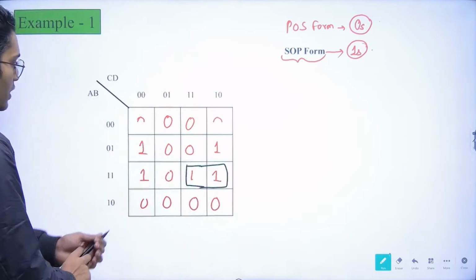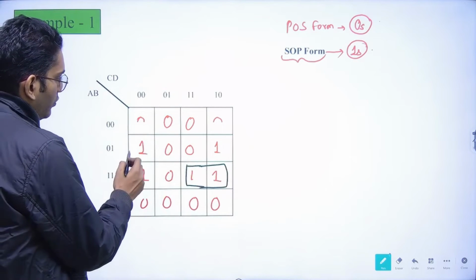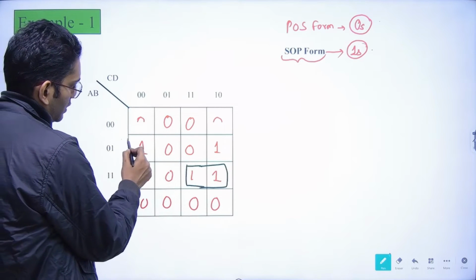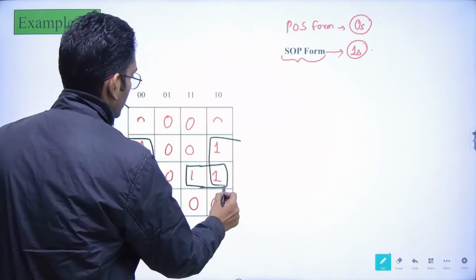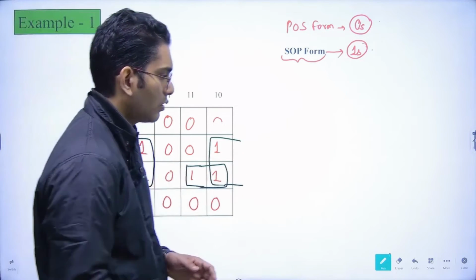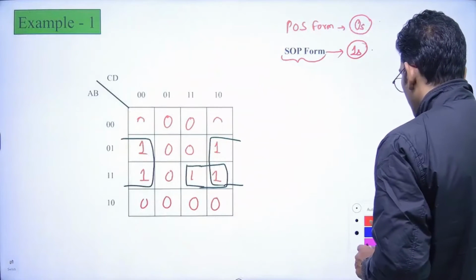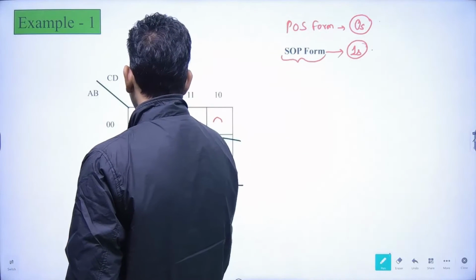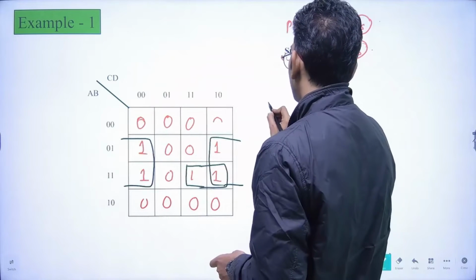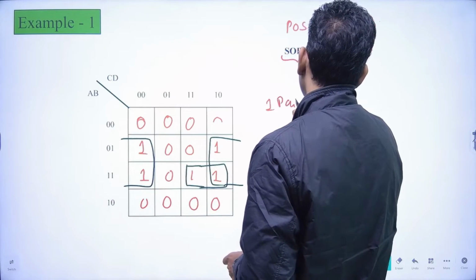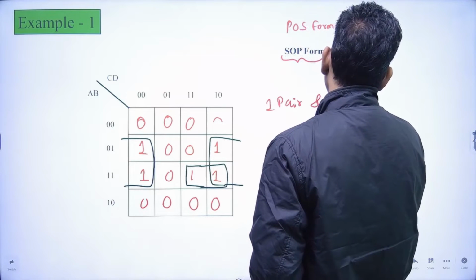Now if you observe it clearly, these two ones and these two ones can form a quad. It would become a quad. So here we will get one pair and one quad.